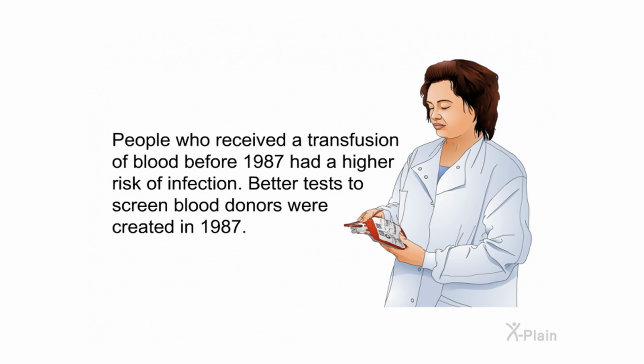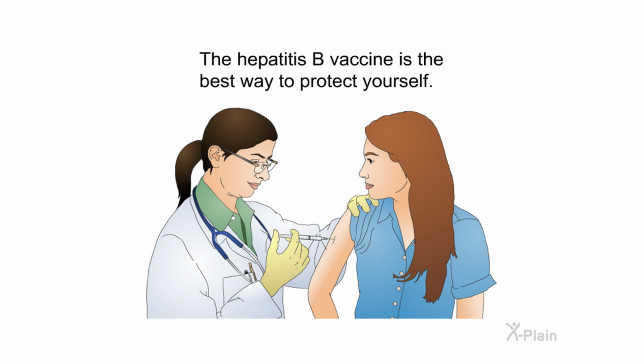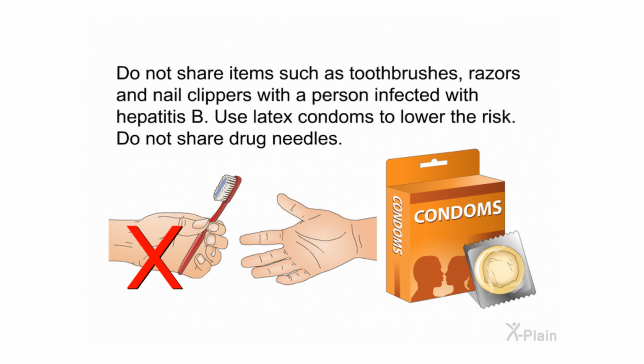People who received a transfusion of blood before 1987 had a higher risk of infection. Better tests to screen blood donors were created in 1987. The hepatitis B vaccine is the best way to protect yourself. Do not share items such as toothbrushes, razors, and nail clippers with a person infected with hepatitis B. Use latex condoms to lower the risk. Do not share drug needles.